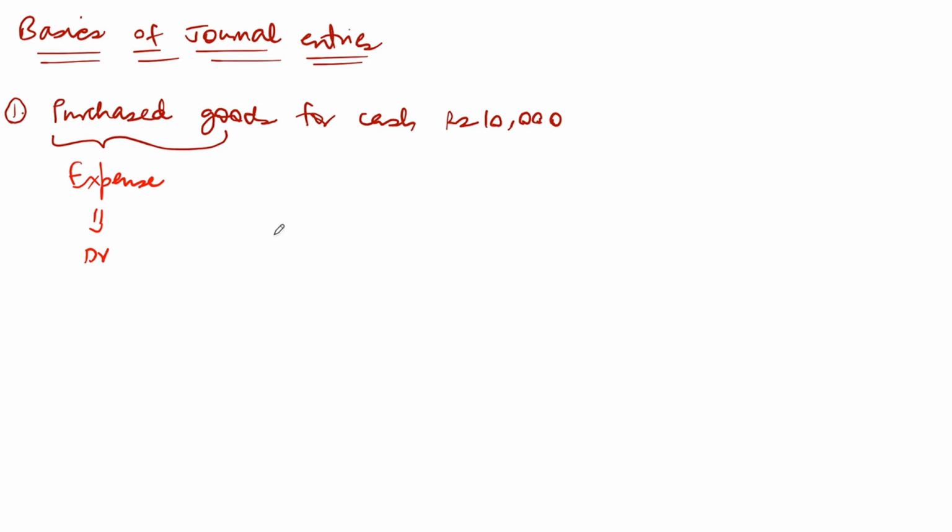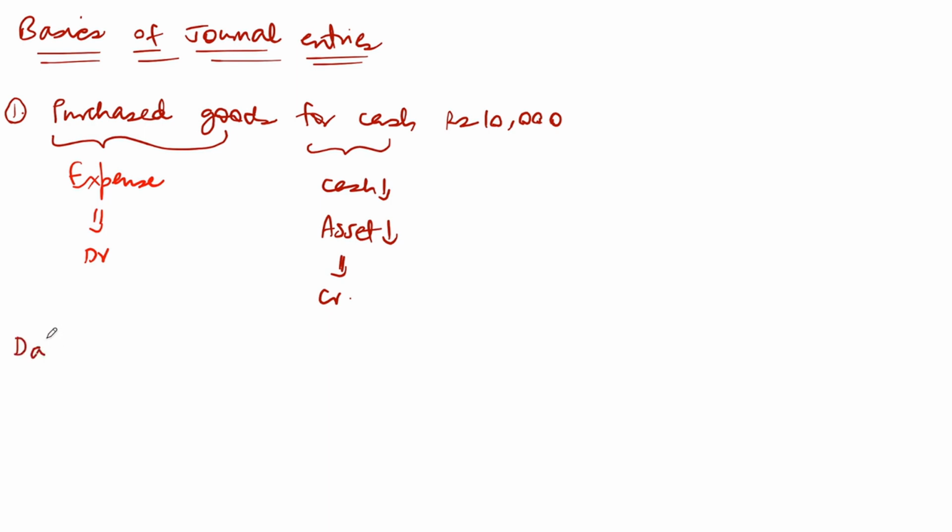And when there is a payment by cash, cash balance is coming down. Cash is an asset and the asset balance comes down. What do we do when the asset balance comes down? We will credit the asset. Let us pass the journal entry.